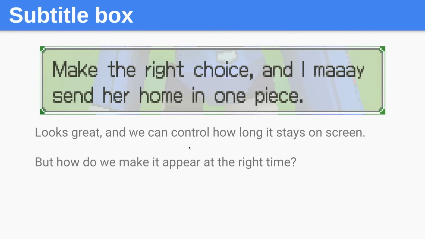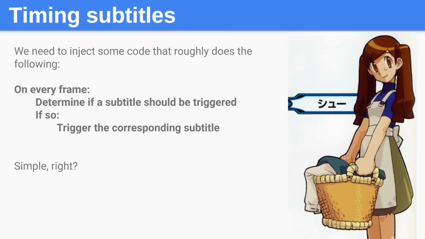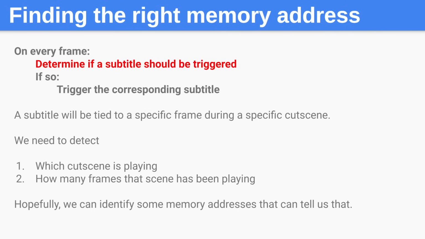They need to appear at the right point in the cutscene, and we have to create some sort of file or something that the game is going to read to determine when to trigger each subtitle. The code will follow something like this. Every single frame, we need to determine if it is a frame that a subtitle should be triggered. And if so, it should trigger some corresponding subtitle. Simple in theory. The tough part is this.